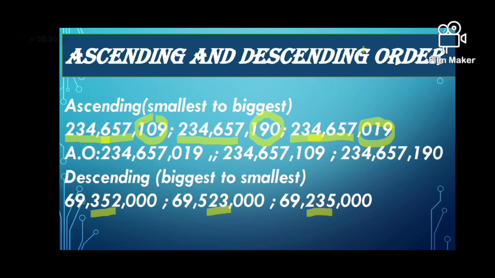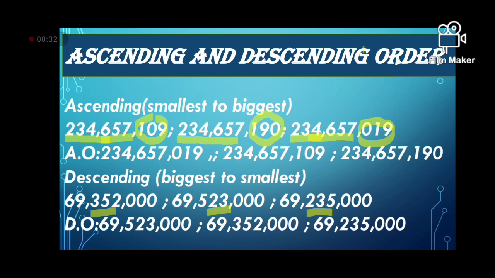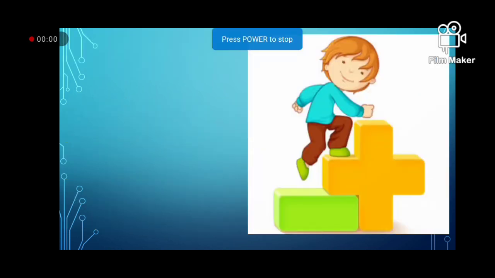So in descending order, we will arrange the number first. 69,523,000, 69,352,000, 69,235,000.